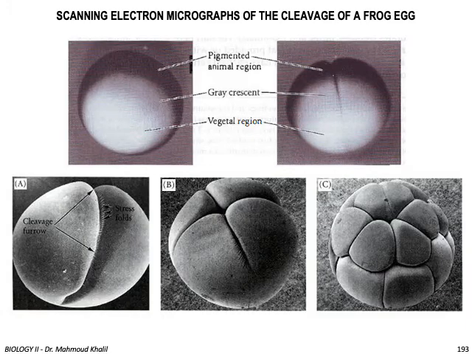You can see here how the embryo starts the first cleavage with a cleavage furrow, then the second cleavage, which is perpendicular to the first one, and then the third cleavage, which is horizontal. These are scanning electron microscope images.